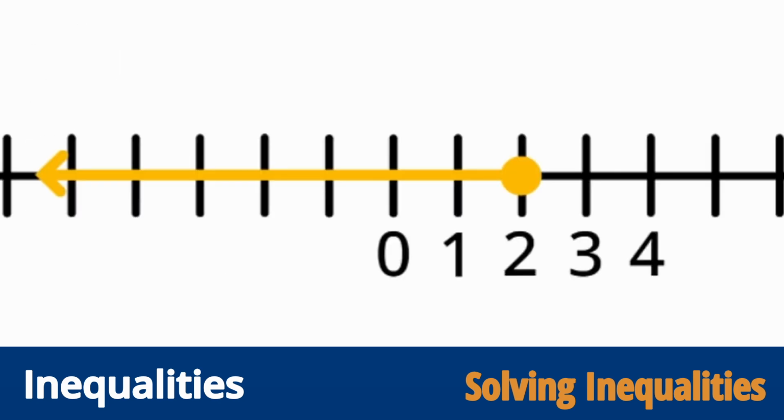Now looking at our number line, we've got the inequality on the screen. We've got a line going away from 2, meaning that it's less than 2, and then we've got the circle on 2 that is solid, which means it can be equal to 2. So basically, this is just showing that it can be equal to or less than 2.